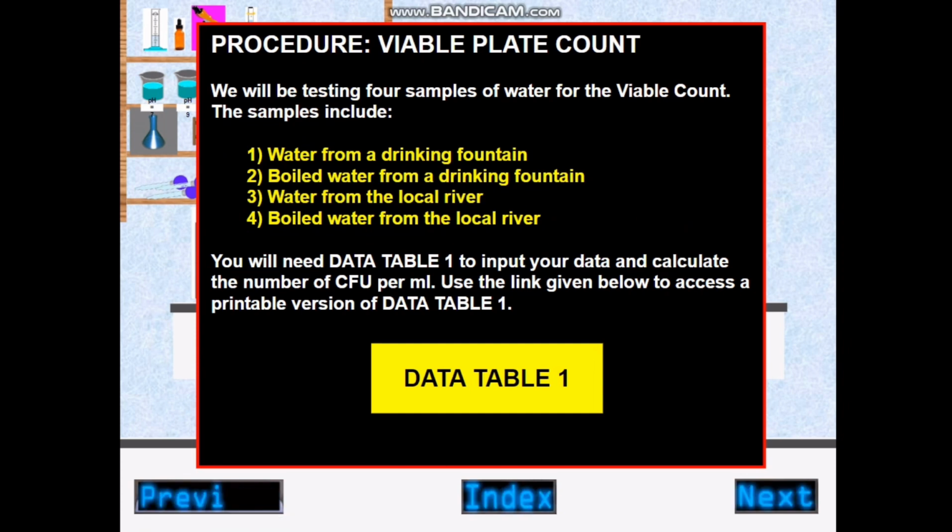The procedure of the viable plate count is we will be testing samples of water. The samples include, first, water from a drinking fountain; second, boiled water from a drinking fountain; third, water from the local river; and fourth, boiled water from the local river.